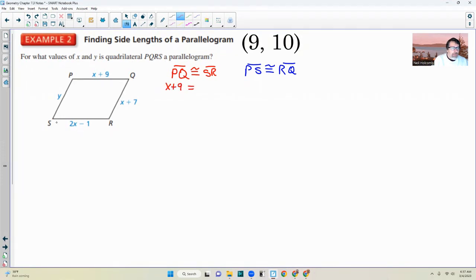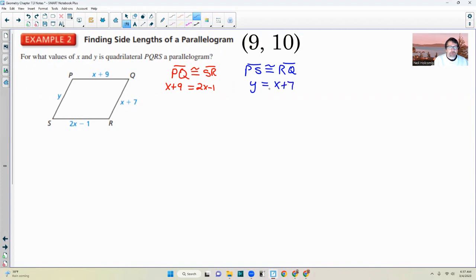And that has to equal SR, which is 2x minus 1. Over on the other sides, we have PS, which is y, and that has to be equal to x plus 7.